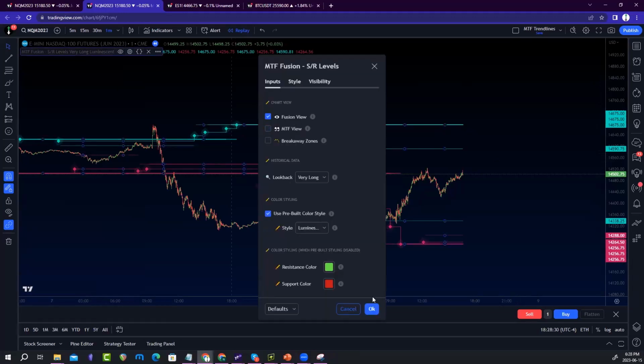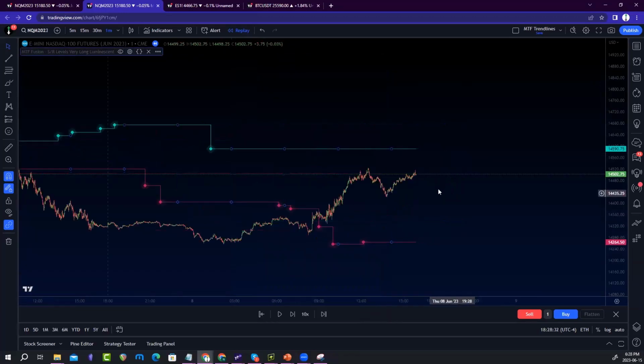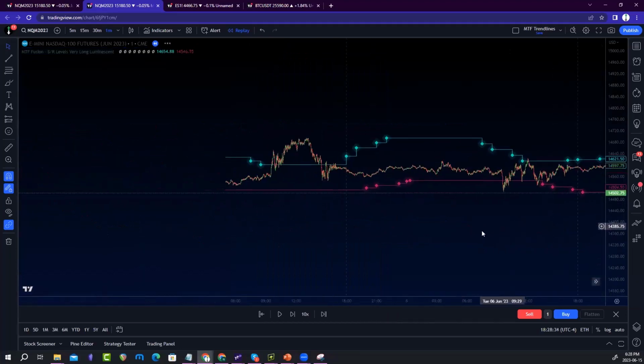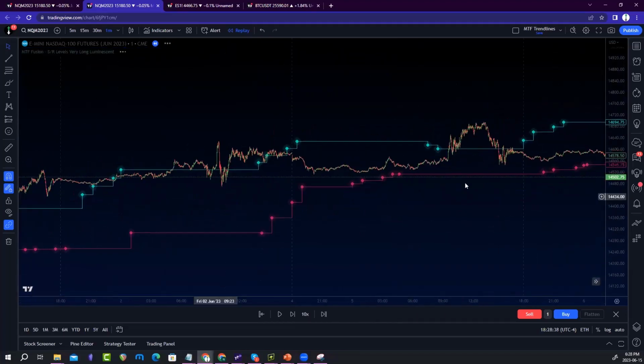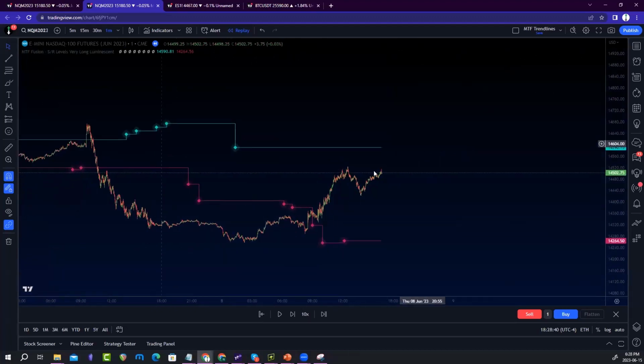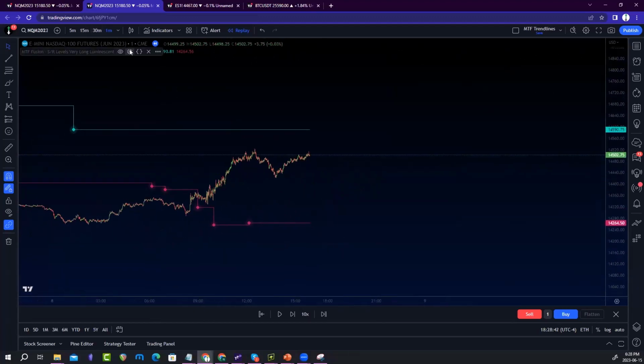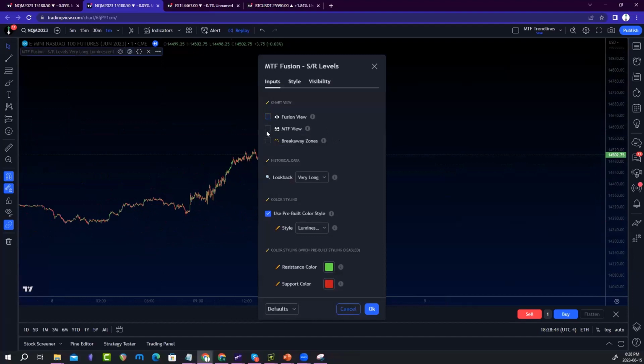So if I turned off MTF View now, I'm going to see just the fusion zones here, or the fusion support and resistance. And what I'm going to do is just walk us through a quick replay to show how these levels develop so you understand the settings.